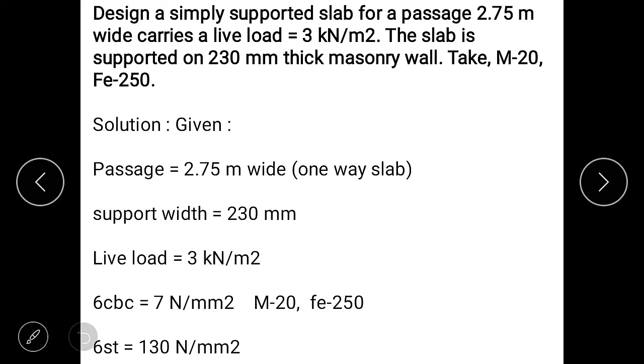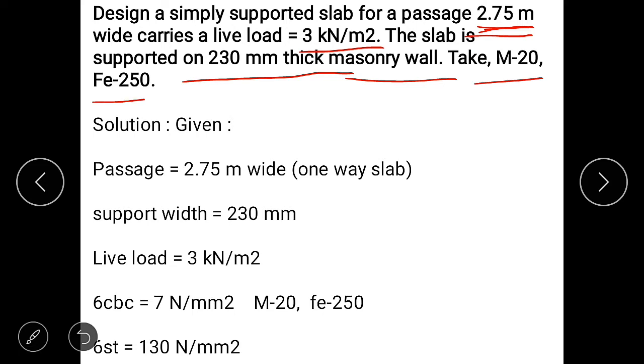So, design a simply supported slab for a passage 2.75 meter wide. The passage width is 2.75 meter. It carries a live load of 3 kN per meter square. The slab is supported on 230 thick masonry wall. Take M20 and Fe 250. Grade of concrete is 20 and grade of steel is 250.